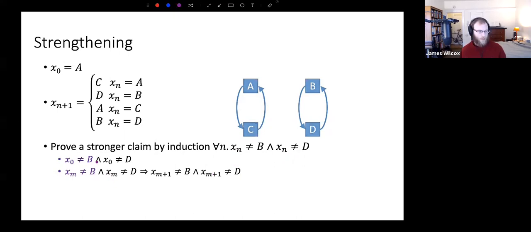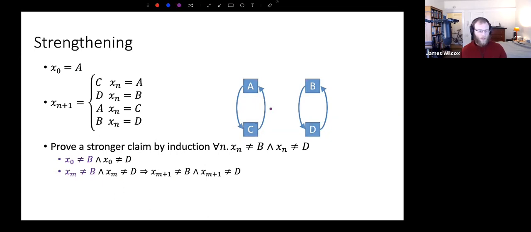Again, the base case is still easy. A is not B, A is not D. And in the inductive case, if we know that we're not in B and we're not in D, then we must be in either A or C, right? And in that case, we stay inside of our property. We never reach those things.